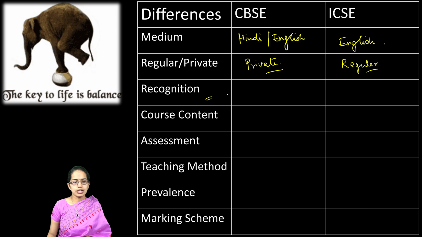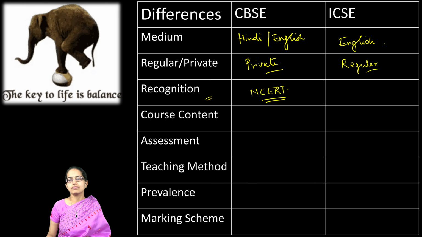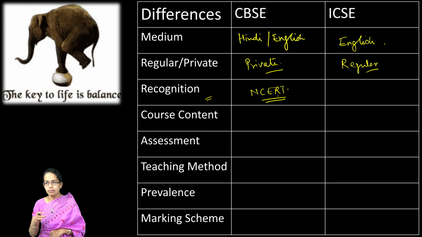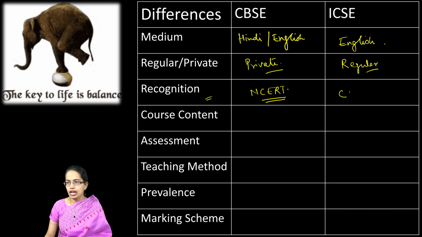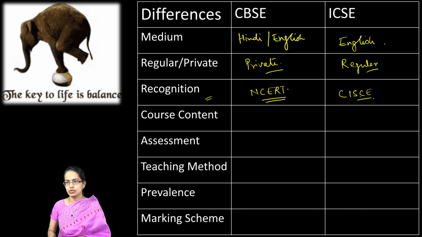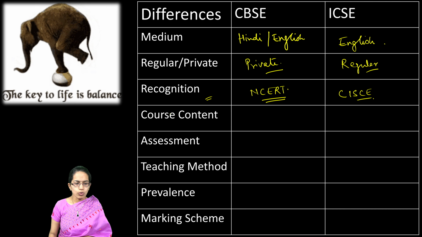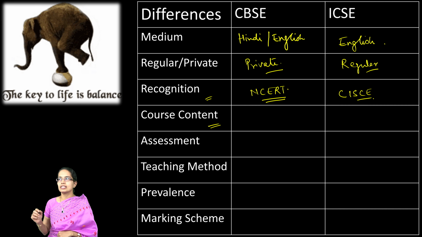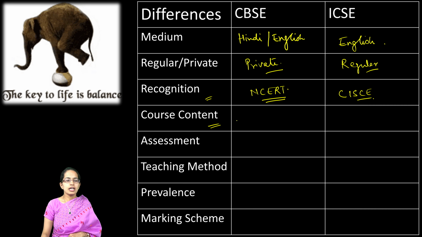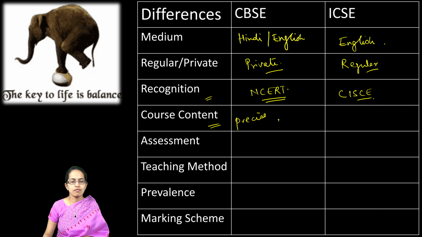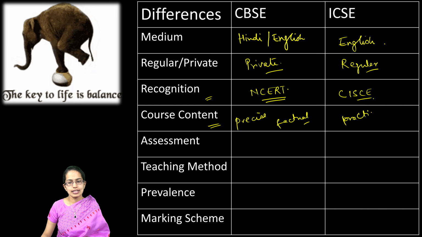Now, when it comes to recognition, the recognition is given by NCERT. Here you have the Council for the Indian School Certificate Examination that gives you the certificate, or it's conducted by CISCE. Now, the course content. When I say course content, CBSE is much more precise, much more factual in nature. However, ICSE is much more practical in nature and much more extensive and elaborate.